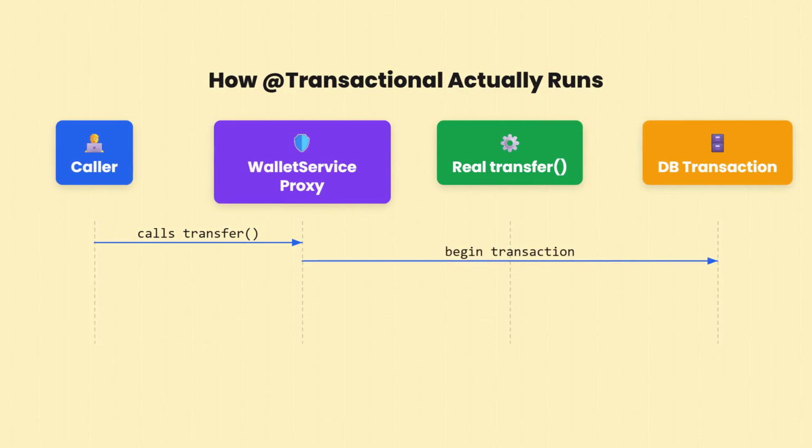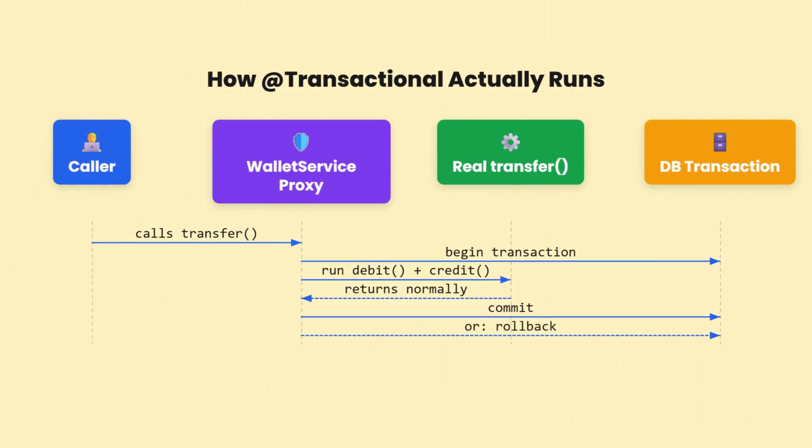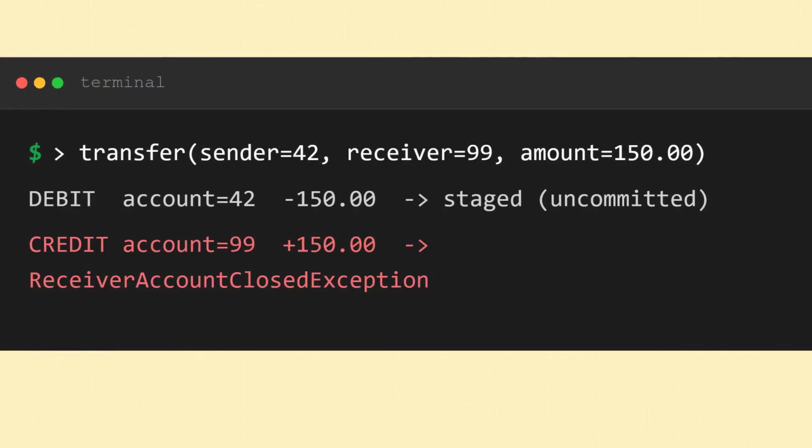Before anything else runs, the proxy opens a database transaction. Only then does it call into the real method body, which does the debit and credit just like before. If both calls succeed without throwing, control returns to the proxy. The proxy commits everything the method did, debit and credit, as one unit. But it has another option. Instead of committing, it can undo everything the method did. That's next. Let's rerun the exact Chapter 1 failure.